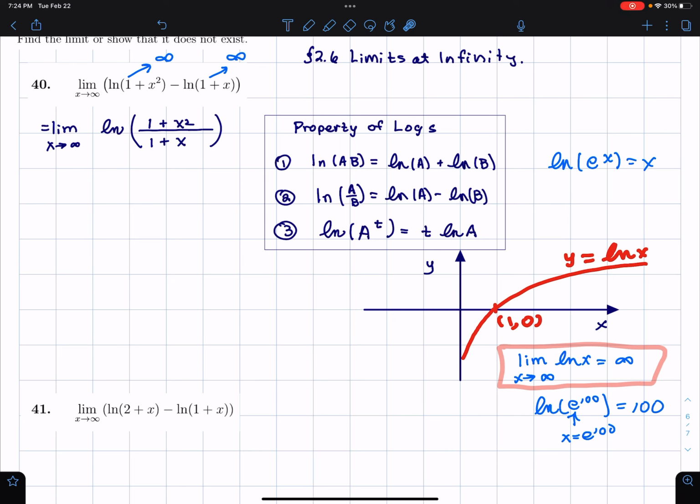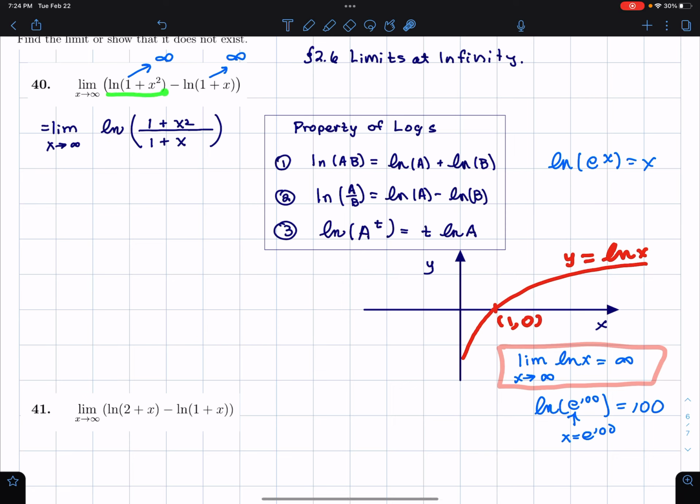It doesn't work that way, because for any value of x, this first expression might be way bigger than the second expression. Or they might be pretty close to each other. Or the second expression might be really bigger. And when I say infinity, it's not a number. What it means is that these functions get very large.